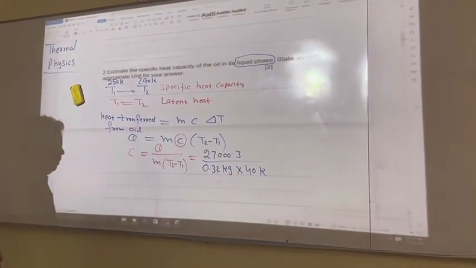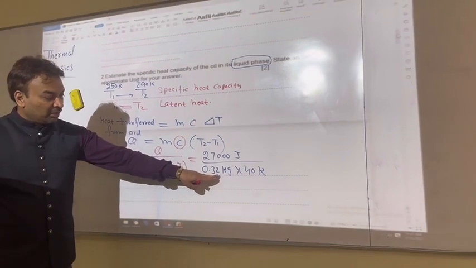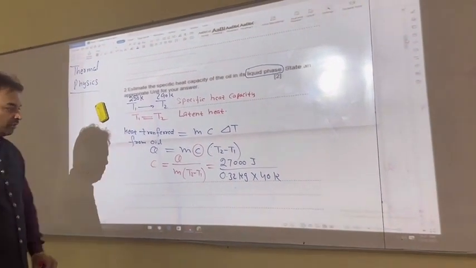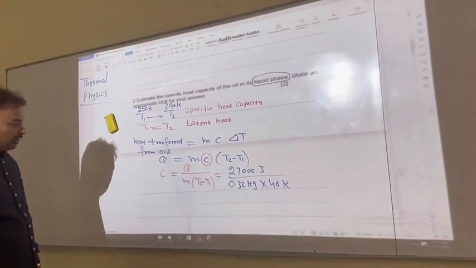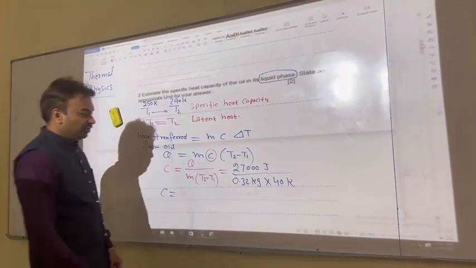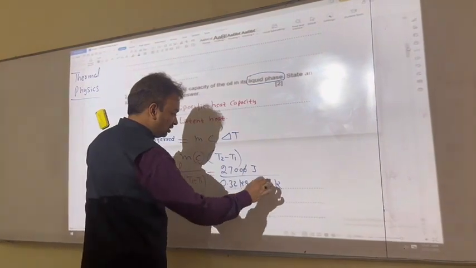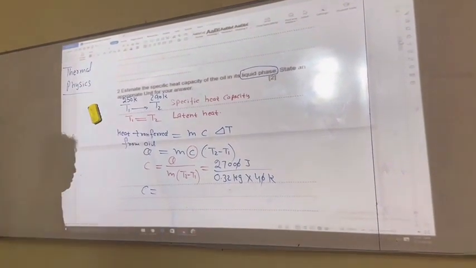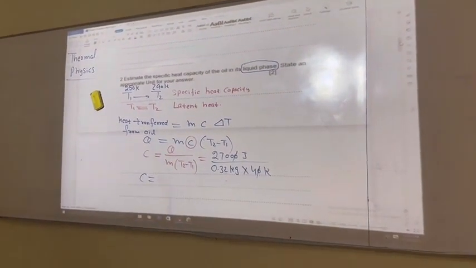Okay. The mass is in kilogram, right? Yes. Okay, it's okay. Mass is in kilogram. So just do the calculation, James. Okay. So find C. This 10 is cancelled. Tell me the final answer.